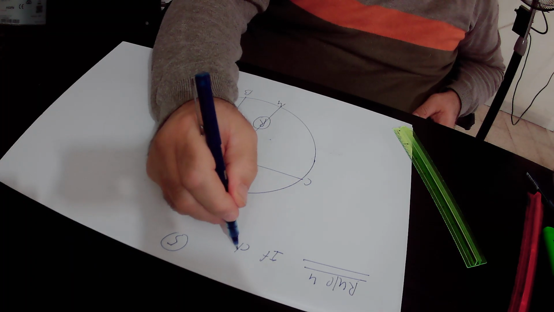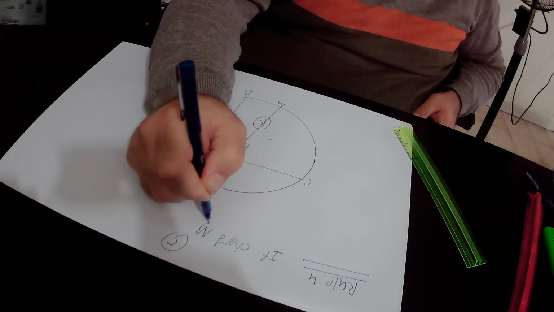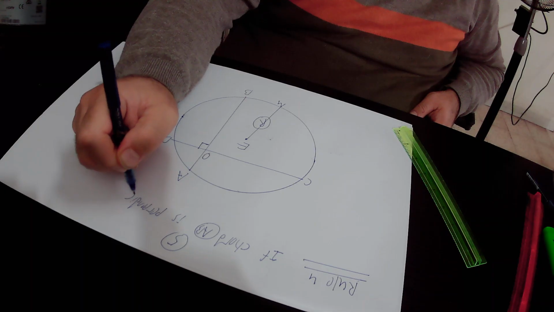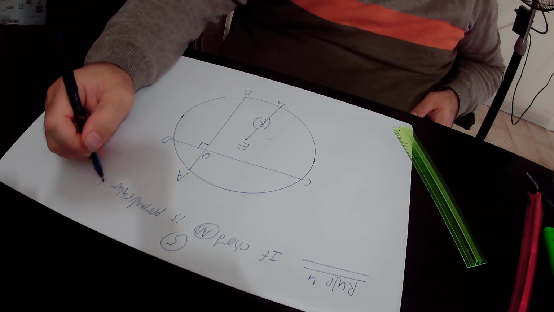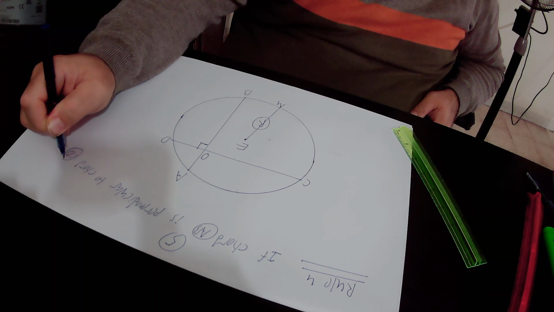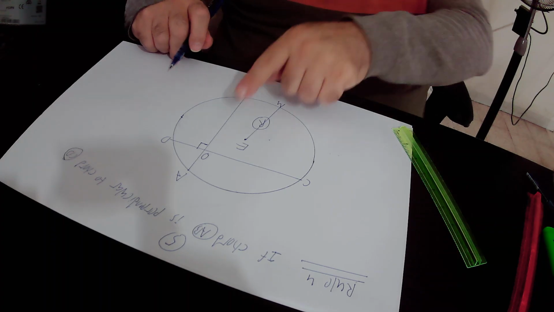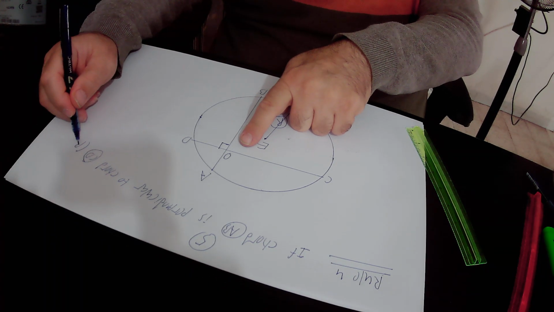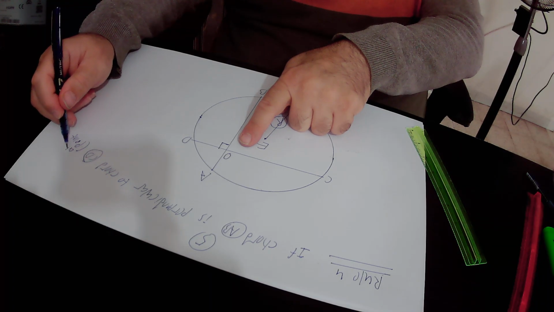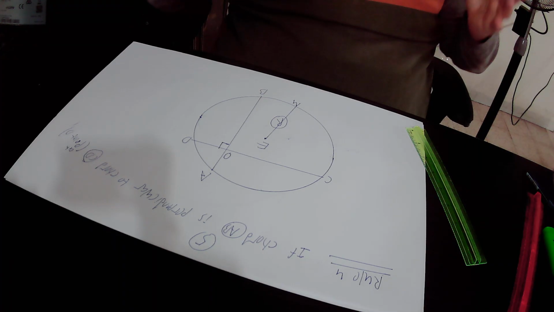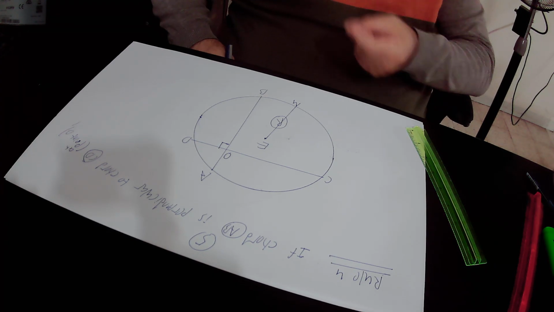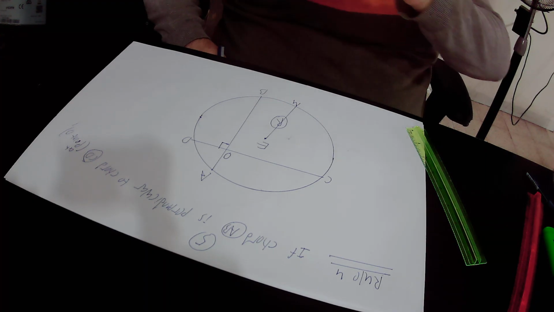If chord AB, that could be any chord, is perpendicular to chord CD, and they are perpendicular to each other at the intersection point, that is to say, at point O. So whenever you have two chords that are perpendicular to each other, we can use a certain formula in order to find out the radius of the circle that contains the chords.